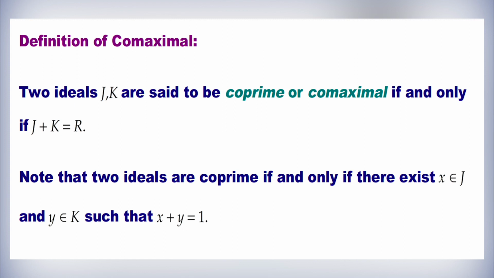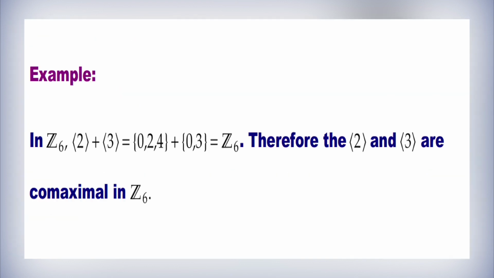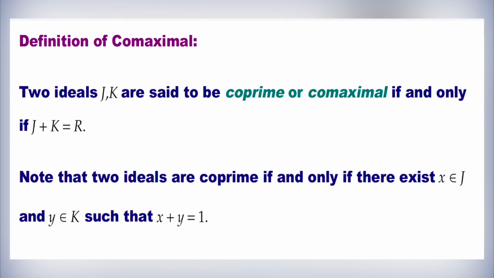Next we shall see the definition of co-maximal. Two ideals J and K are said to be co-prime or co-maximal if and only if J plus K equals R. For example, in Z6, the ideal generated by 2 plus the ideal generated by 3 is equal to {0, 2, 4} plus {0, 3}, and that gives you Z6. Therefore, the ideals generated by 2 and 3 are co-maximal in Z6. Note that two ideals are co-prime if and only if there exist x belongs to J and y belongs to K such that x plus y equals 1.